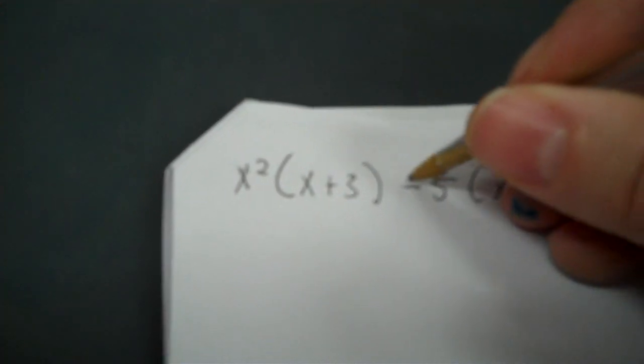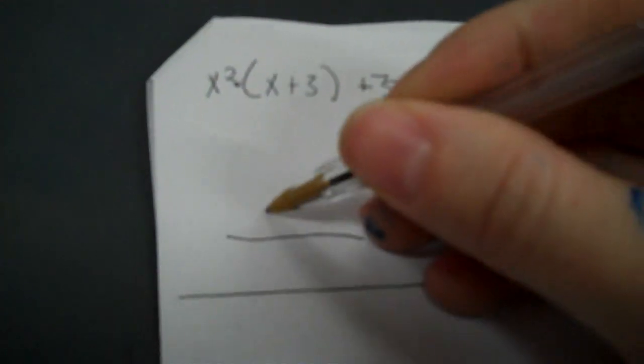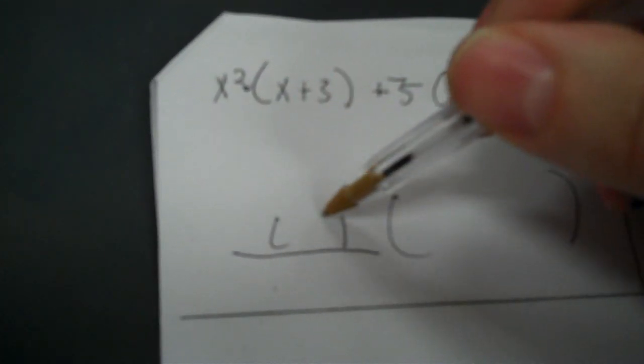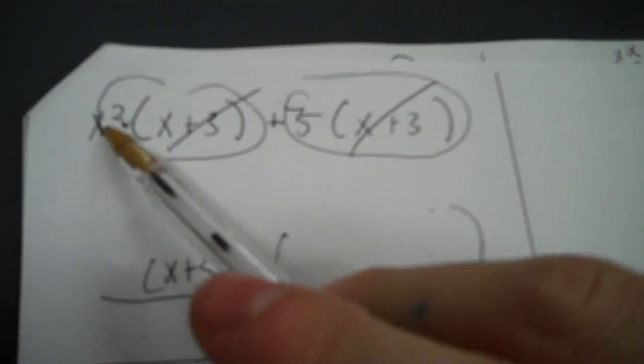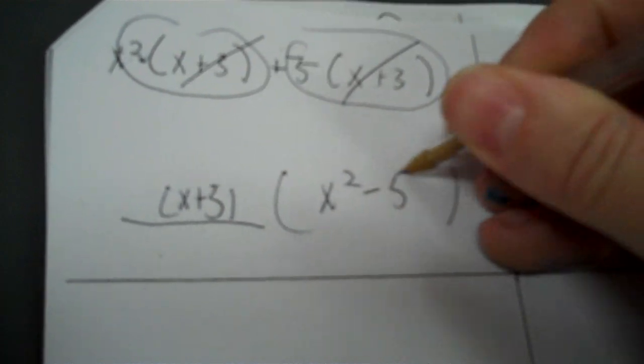Okay, next up. Now if you got a minus, make it plus negative. Little, big, okay? Plus right there, so I circle in between the plus, and what do I have in each one? I've got x plus 3 and x plus 3. So I can factor that out. And I have x to the second and negative 5. So x to the second minus 5.